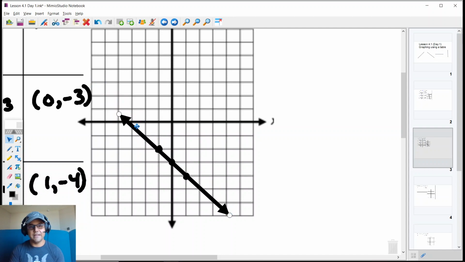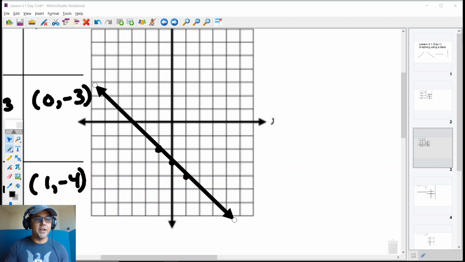So extend it, edge to edge. So it's a little bit off. I can adjust mine. Again, on the Kami extension, it was really good as well. It might be my screen. Okay. So I'm going to go ahead and label it. Y is equal to -x and subtract 3.